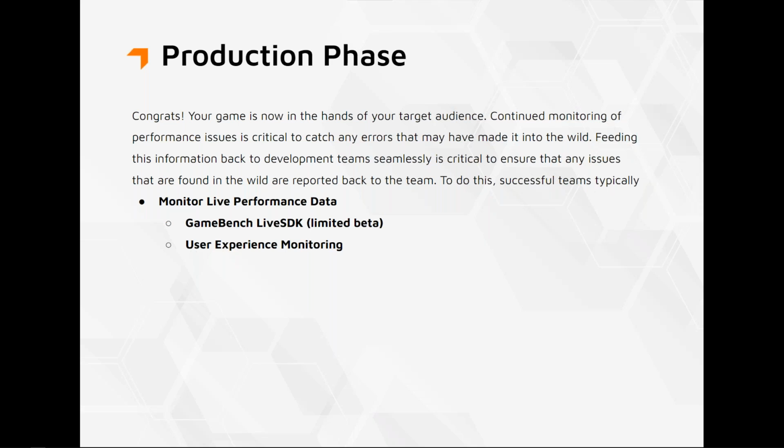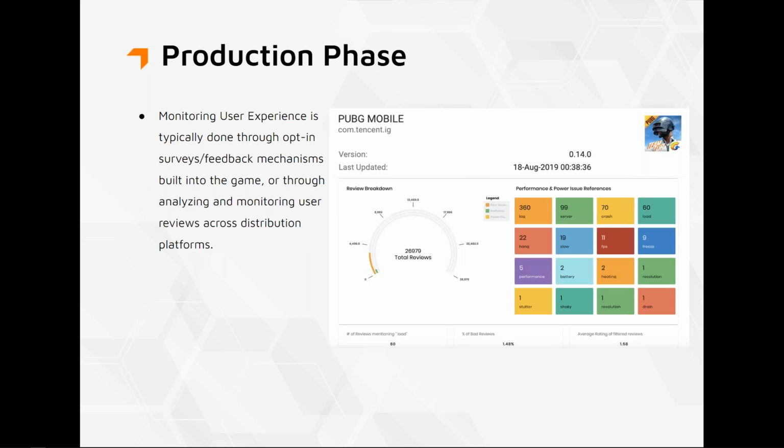So that's where you can get hard numbers around CPU usage, memory usage, GPU usage, et cetera, back to your developers, which is very, very useful. The other piece of data that the production phase allows you to really get is real data and feedback from the users themselves, in the form of reviews and user experience monitoring. So I'm just going to talk a little bit more about reviews and user experience monitoring.